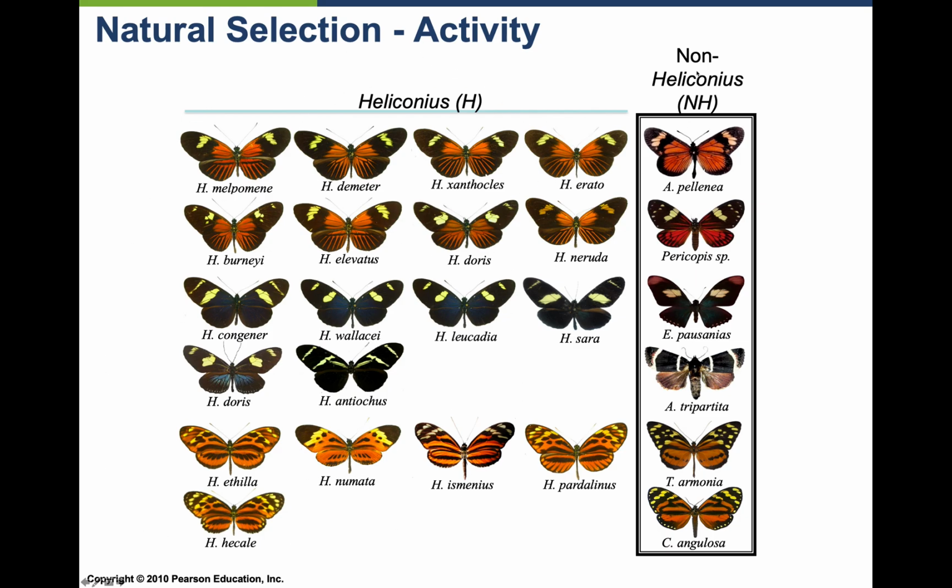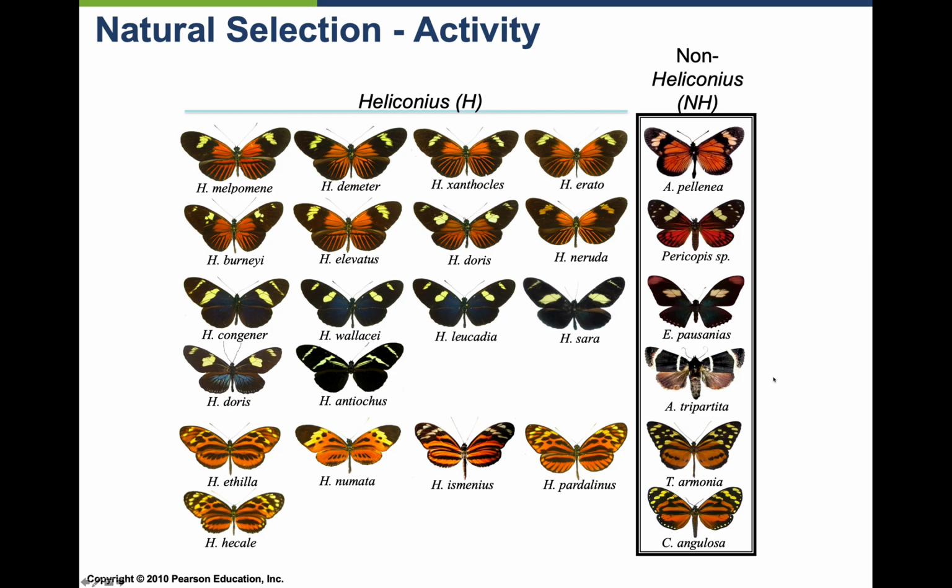Okay, and these are what we call Heliconius mimics. So we're going to call them non-Heliconius or NH, and Heliconius as H. Now, Heliconius butterflies are highly toxic, and they show how toxic they are by the coloration that they show. And what's interesting is that you can have different species that look very much the same in terms of coloration and pattern.